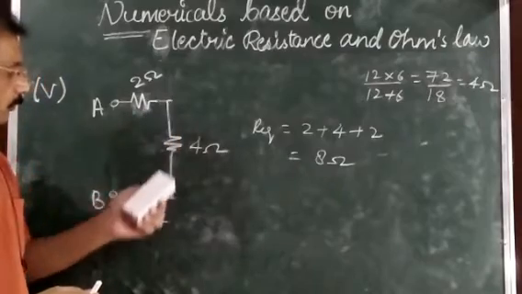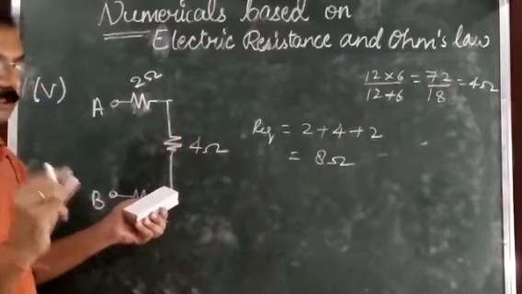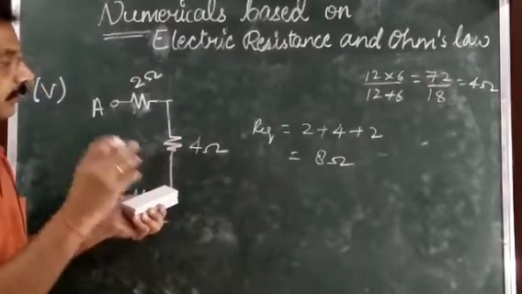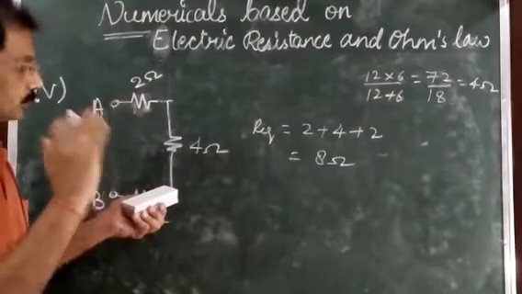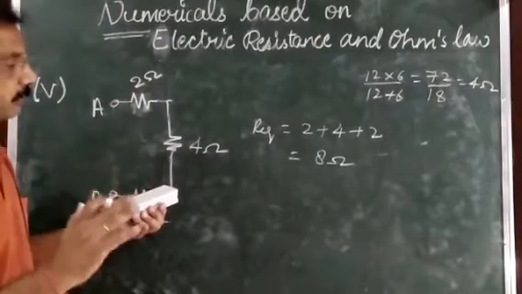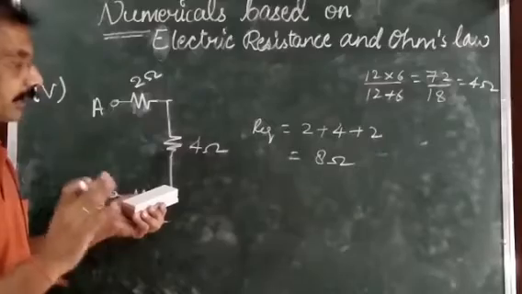So be careful about this one. If any resistance is out of the circuit, means if the resistance is not closed, then that resistance will be never counted in equivalent resistance.